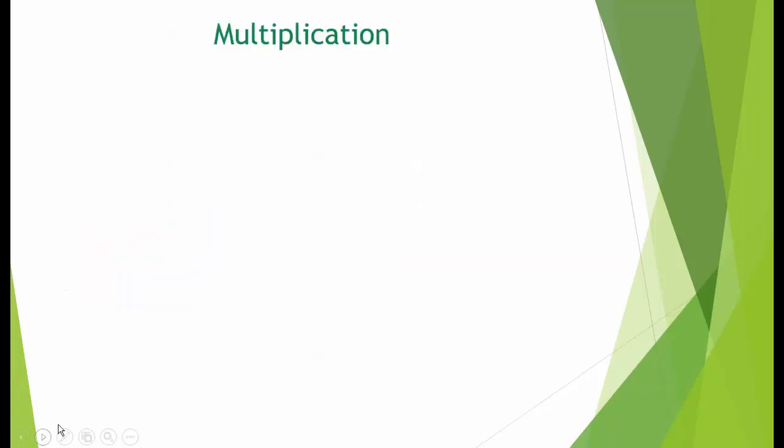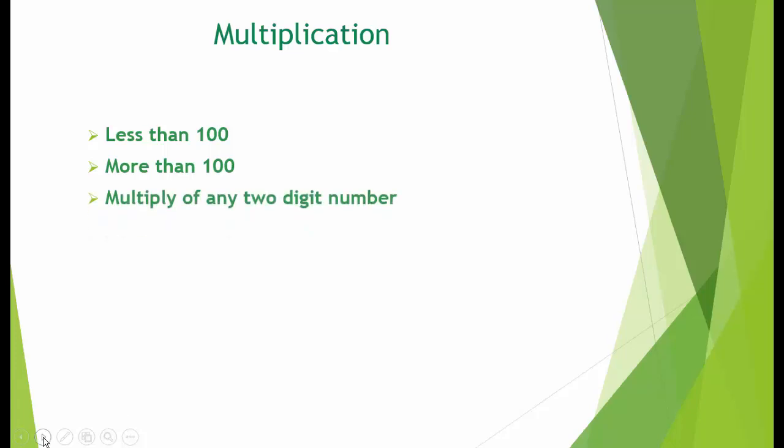Let's start. First, we will discuss the topics in multiplication. First is less than 100, meaning 2-digit numbers which are very close to 100 and less than 100. Second, we will discuss more than 100, say 105 into 107, 111 into 113. Then we will discuss multiplication of any 2-digit numbers. These 3 topics we will discuss today, and the remaining we will discuss in further lectures.